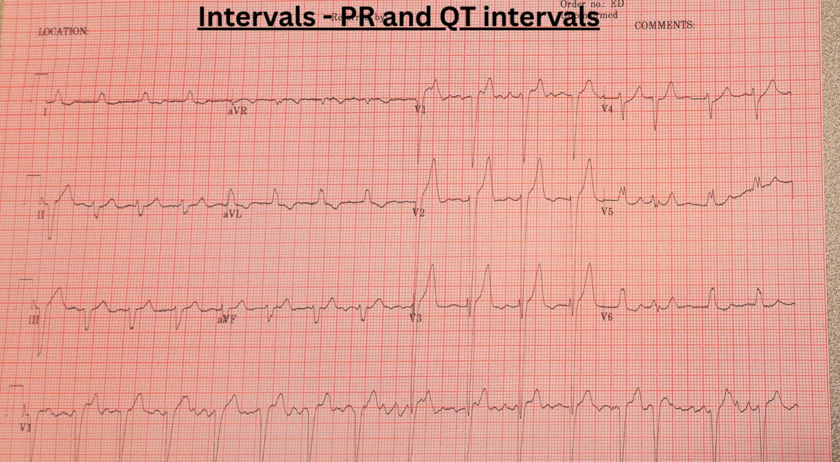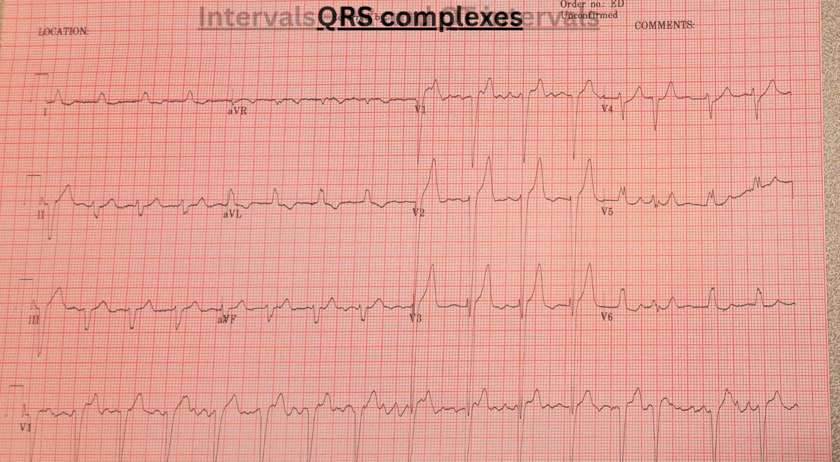Checking the QT interval using the online calculator mdcalc.com, considering the heart rate of 96 beats per minute and the small boxes, the corrected QT interval is 405 milliseconds, which is within normal limits.